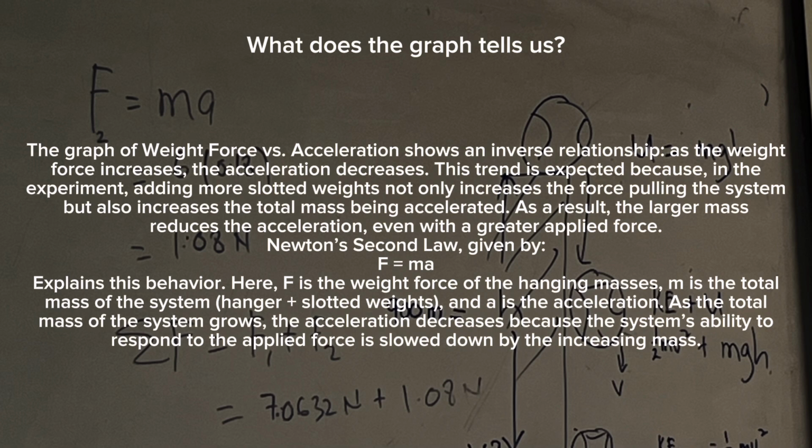Newton's second law, given by F equals ma, explains this behavior. Here, F is the weight force of the hanging mass, m is the total mass of the system, hanger plus slotted weights, and a is the acceleration. As the total mass of the system grows, the acceleration decreases because the system's ability to respond to the applied force is slowed down by the increasing mass.